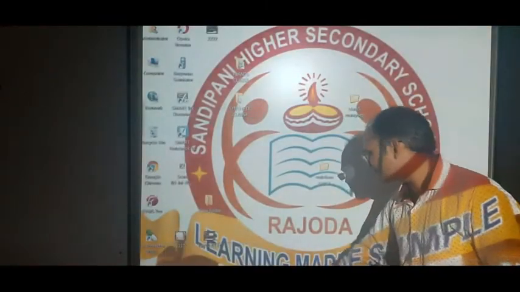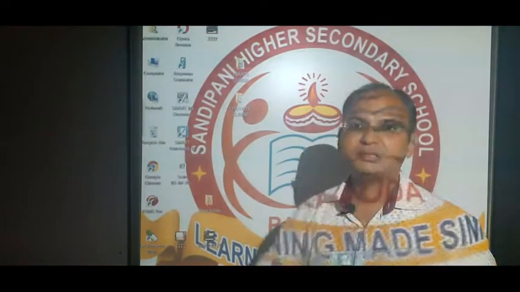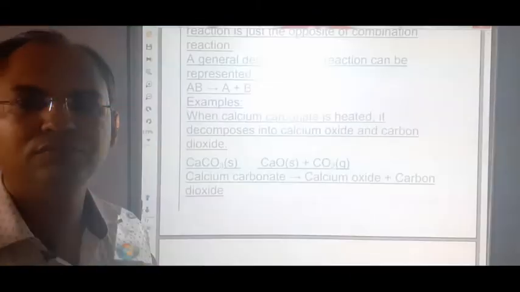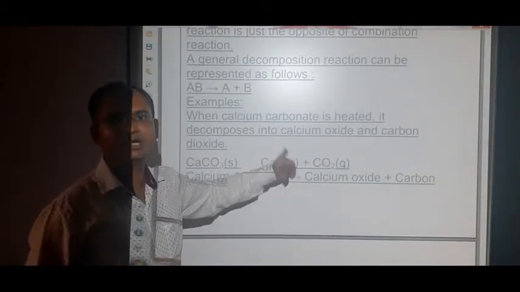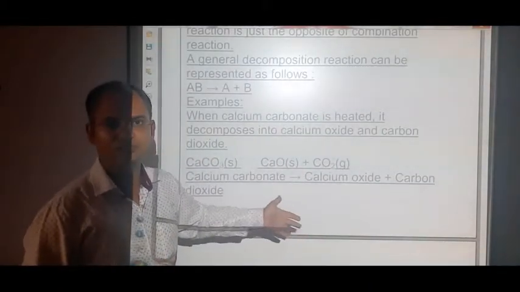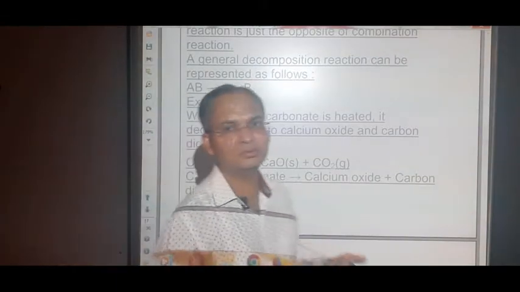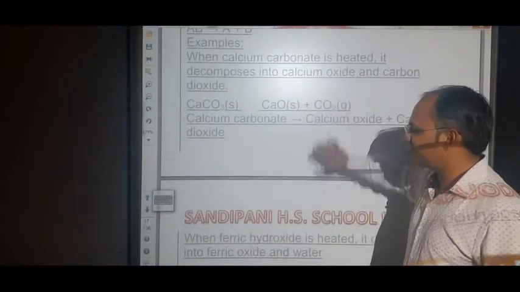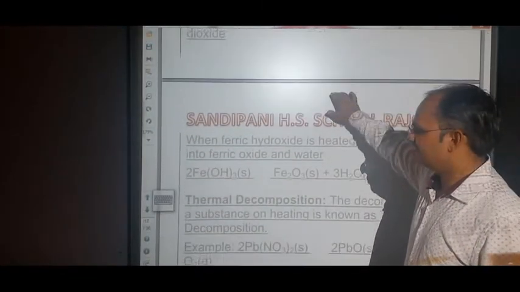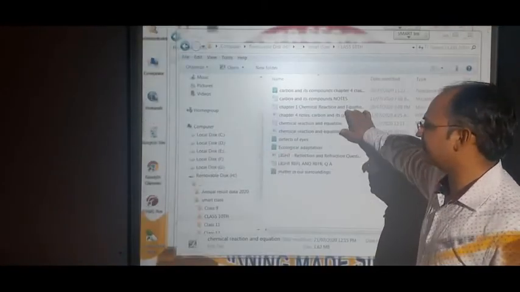Whenever calcium carbonate breaks down, it gives calcium oxide, CaO, and carbon dioxide, that is CO2. A single compound is breaking down into two simple compounds. The next type of reaction we have seen was thermal decomposition reaction.